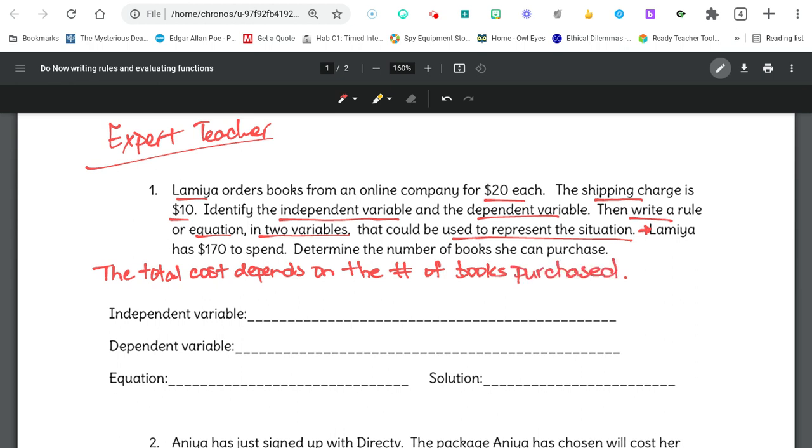Or you could think of it this way: you've got to buy the books before you can be charged anything. So the thing that happens first is our independent variable. You got to buy the books first before you can be charged any money. So the second thing that happens is your dependent variable, okay?